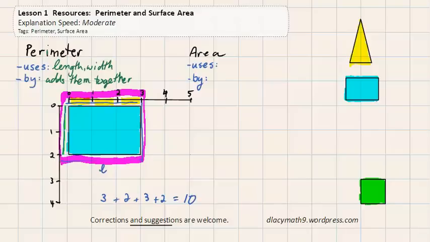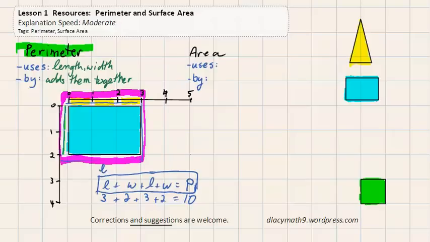Now, in general, what you can do is take the length and add the width, and then the length, and then the width, and that's equal to the perimeter. So here I'm using letters to help me find the perimeter not just of this rectangle, but of any rectangle whatsoever. Now let me compare perimeter with area, because something marvelous happens.